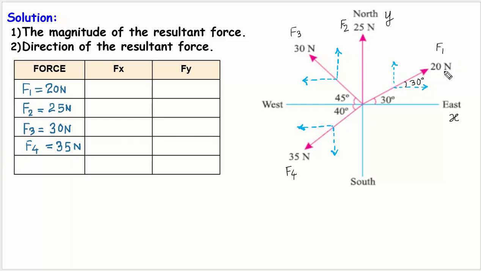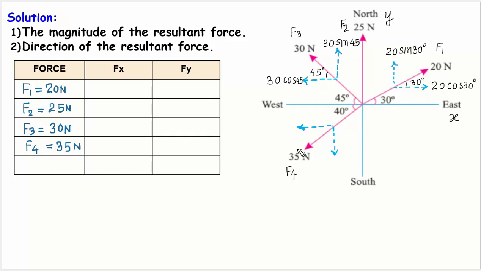So 20 Newton will be resolved along x direction as, since this angle is 30, 20 cos 30 and the vertical will be 20 sin 30. With whatever angle is made, it will be cos and the other one will be sine. Similarly, if you look at here, this is 45 degrees by geometry. So this force 30 will be resolved along x direction as 30 cos 45. Similarly, this 30 newtons can be resolved along vertical direction or y direction. So this will be 30 sin 45.